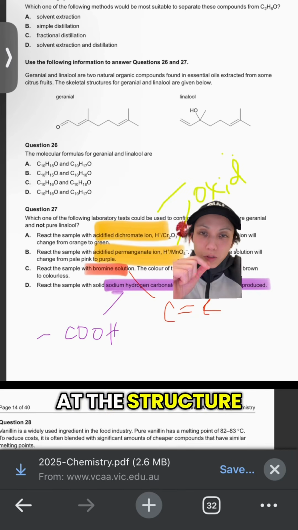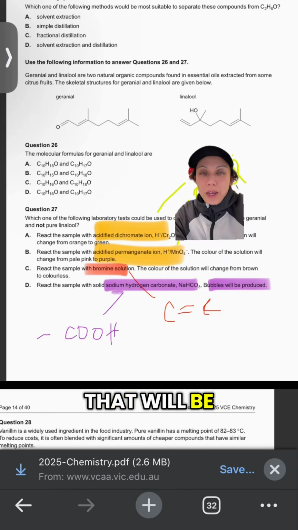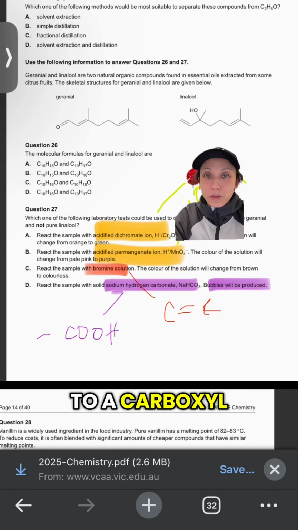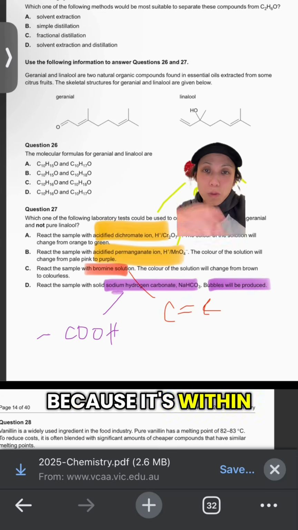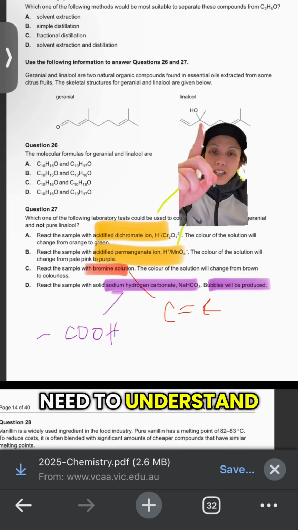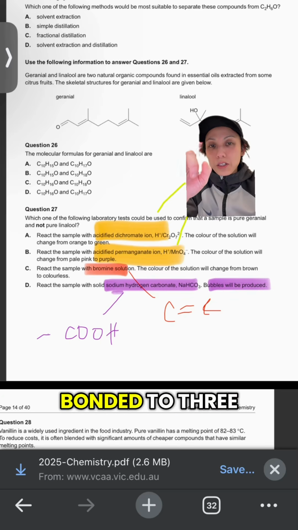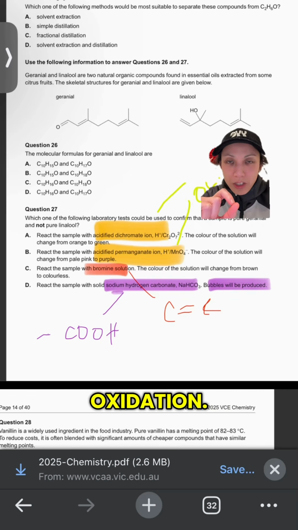Now if you have a look at the structure of linalool, a lot of students might think, oh yep, that will be able to undergo an oxidation reaction because you've got a hydroxyl group which might go all the way to a carboxyl group, or because of the position it's in, a ketone because it's within the molecule. But what you need to understand is this is actually a tertiary alcohol because of the carbon here being bonded to 3 separate carbons. Tertiary alcohols cannot undergo oxidation.